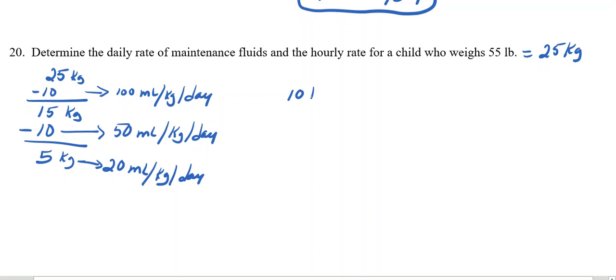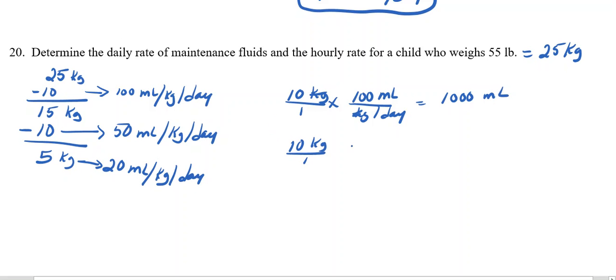Okay, so it doesn't matter. I can take my weight that I'm using, the 10 kilograms, and multiply it by the 100 milliliters per kilogram per day. So the kilograms cancel. So I still have 1,000 milliliters. And then I can take the next 10 kilograms over 1 times the 50 milliliters per kilogram per day. And that's going to equal, kilograms cancel, 500 milliliters. These are all per day.